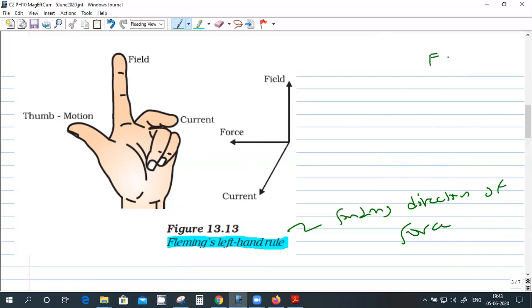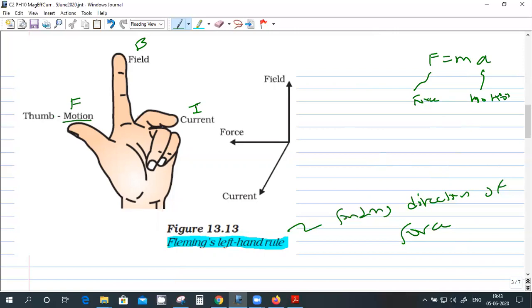By Newton's second law, F equals m times a, so the direction of motion, or acceleration, and the force are the same. Here the field means the magnetic field B, and the current is I. The motion and the direction of force are the same, so let me call this F.